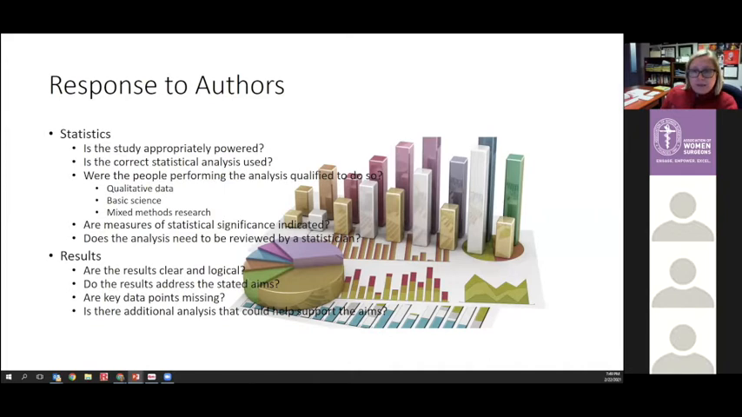Then you look next at the results. Are the results clear and logical? Do the results address the stated aims? Or is this something totally different? Are there any key data points that are missing? And is there initial data analysis that could help support these aims?